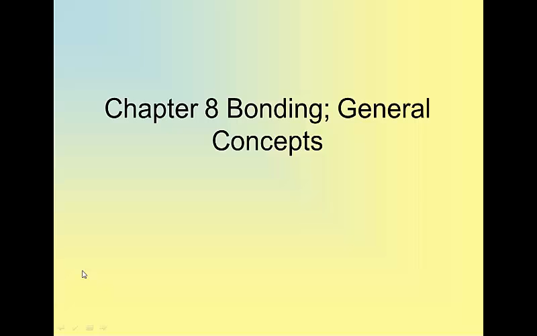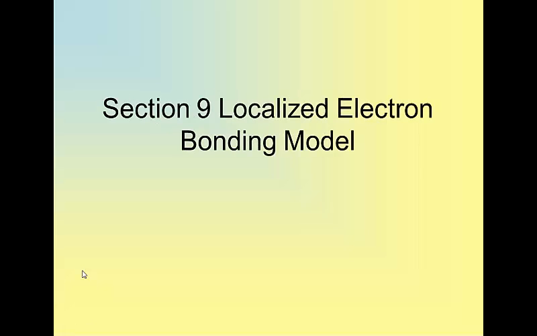Good morning, AP Chem. This is still Chapter 8, General Bonding Concepts. And we are going to do Section 9, Localized Electron Bonding Model, and Section 10, Lewis Structure, both of which you had in first year chemistry, so it's just kind of a quick review. And we'll do more examples of Lewis structure in class. So first, Localized Electron Bonding Model.